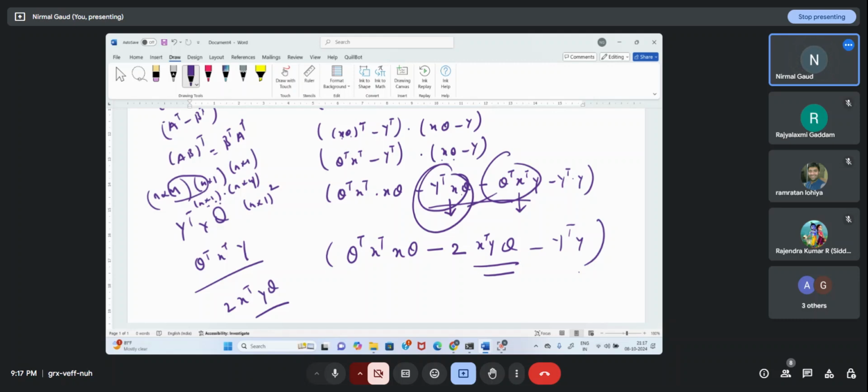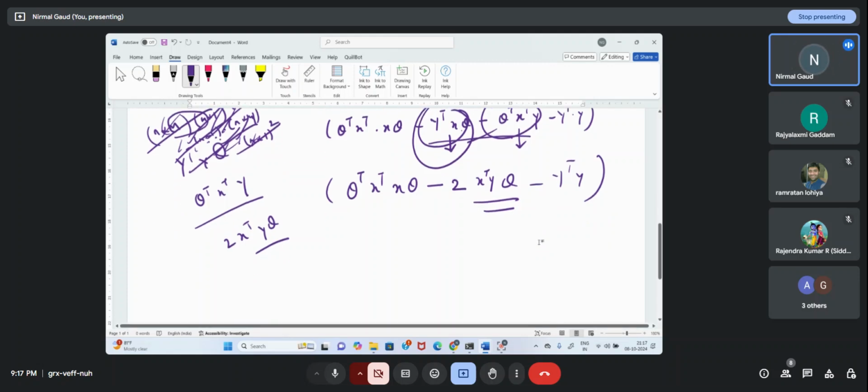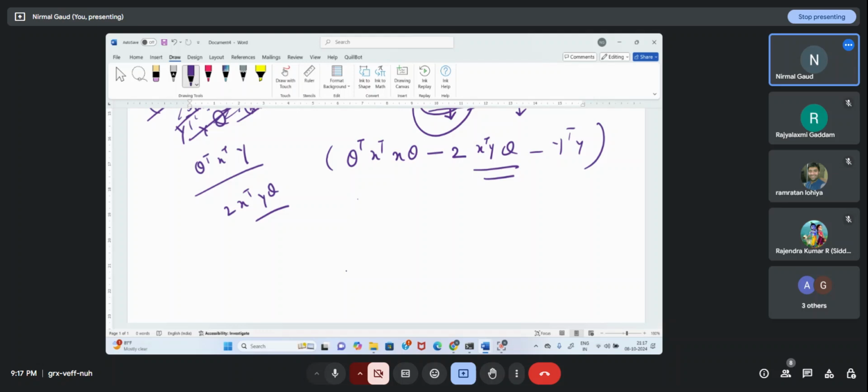Okay, don't consider this one, just what I explained till here only. Then the next thing is theta transpose theta, let's have the combination of it. So x transpose x theta transpose theta is theta square, minus 2 x transpose y theta, minus y transpose y, let it be. This is the value of your J theta, the cost function.